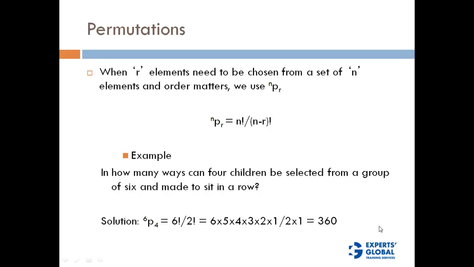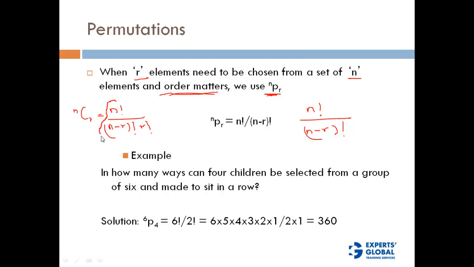Let's move to permutations. Similar concept. It is just that order is important now. So I am choosing r elements from a set of n elements, and I am putting them in a particular order. Then we are going to use nPr. The formula for nPr is n factorial by (n minus r) factorial. Right? Now you will see that the formula for nCr was n factorial by (n minus r) factorial divided by r factorial. And if you compare this, this part is the same as nPr, right? So nCr is equal to nPr divided by r factorial.